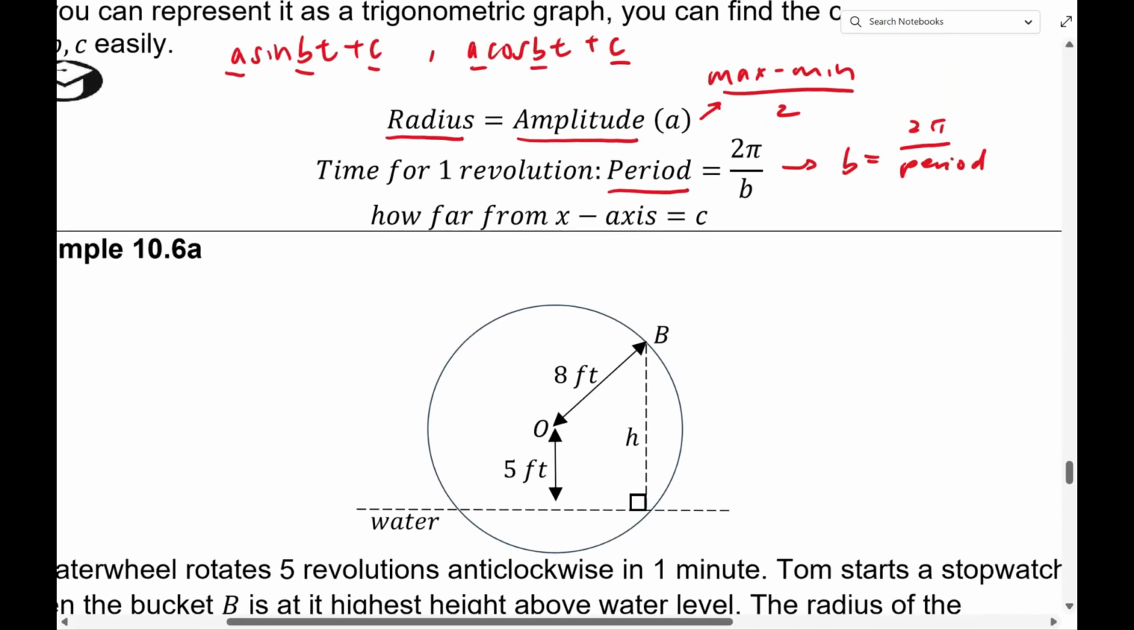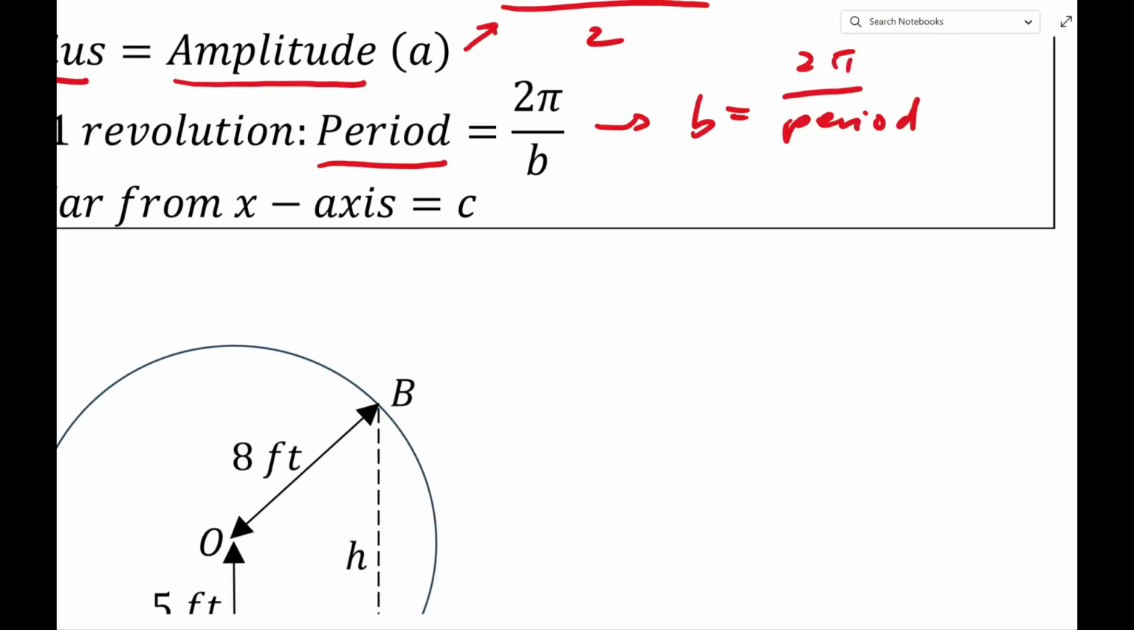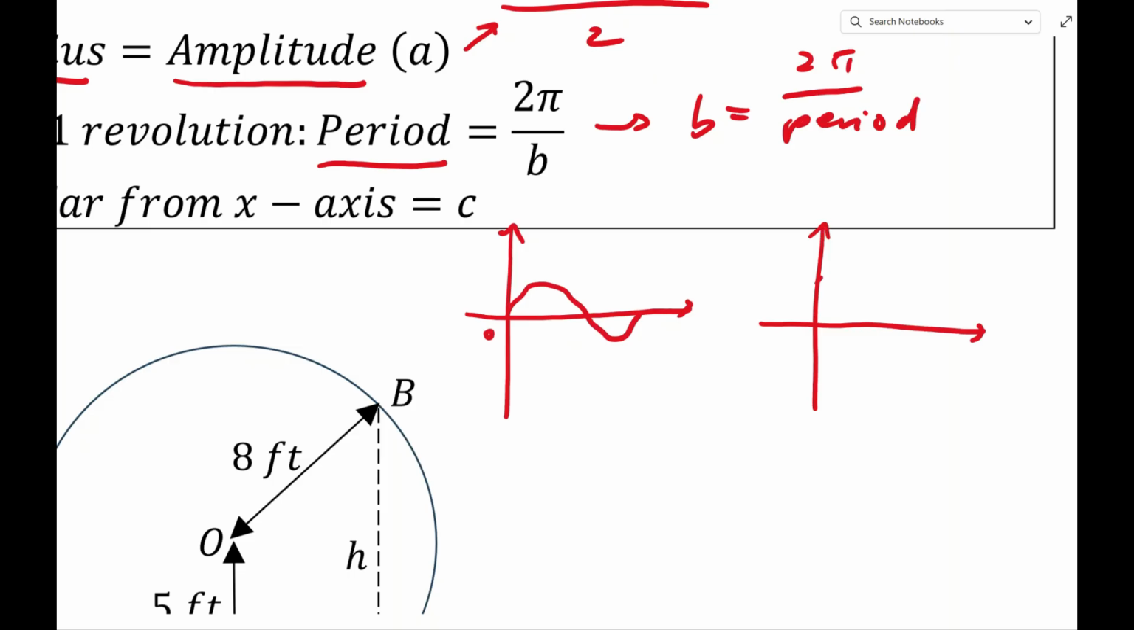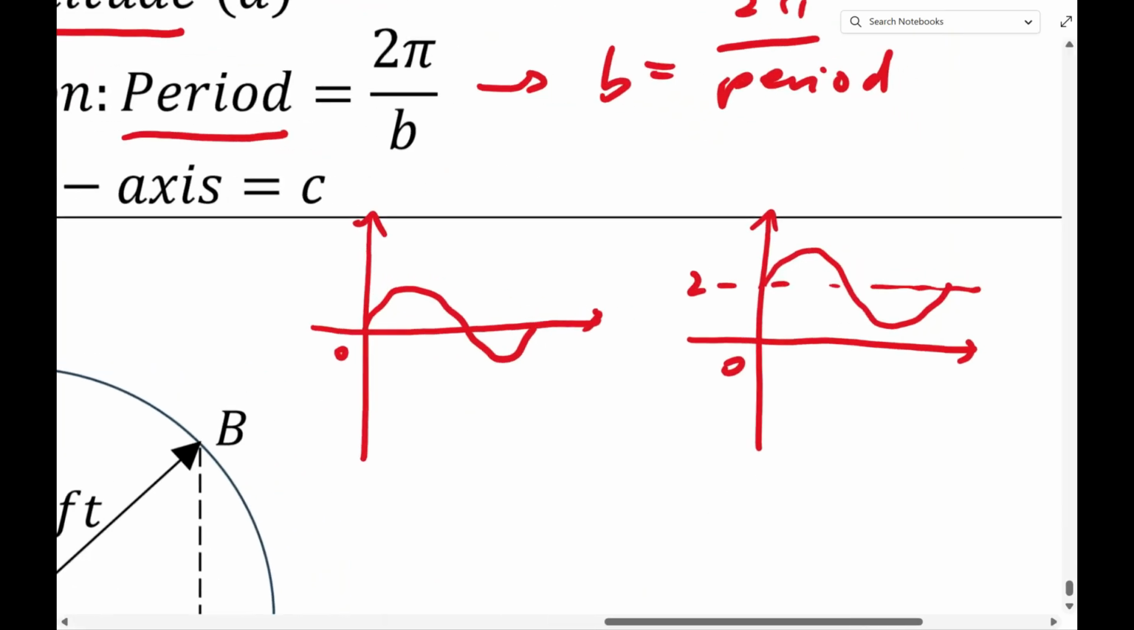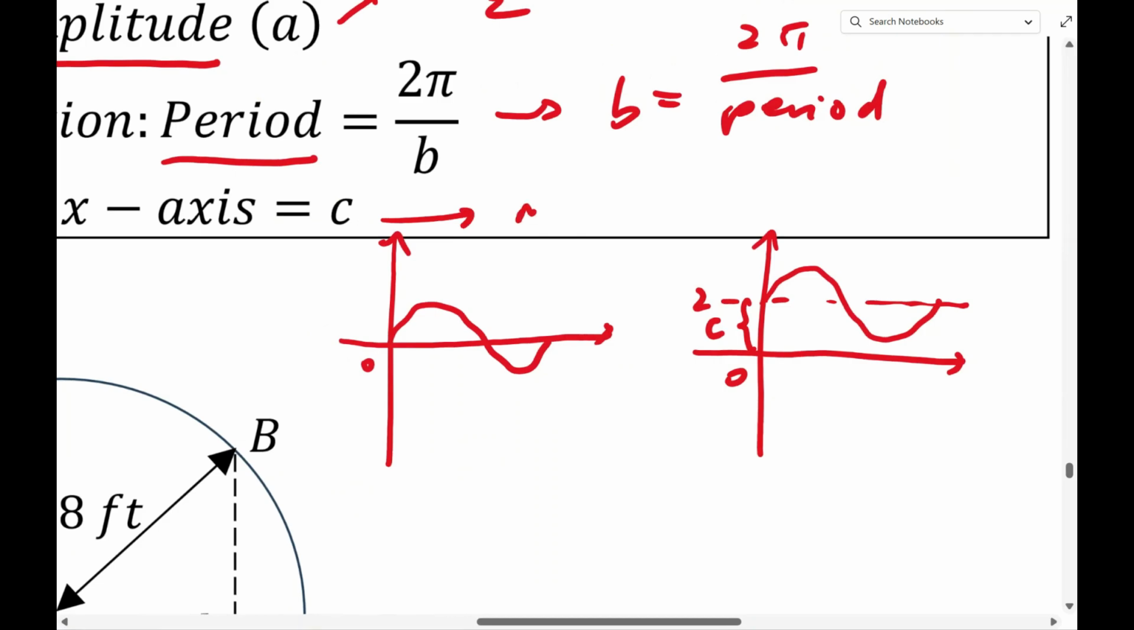And finally, to get c is just how far the graph is from the x-axis. For example, this is our original sine curve, where it starts at 0. However, if we shift the sine curve upwards by, let's say, 2 units, then our c will be represented as 2. So this is our c. C also follows the formula of maximum plus minimum value over 2.